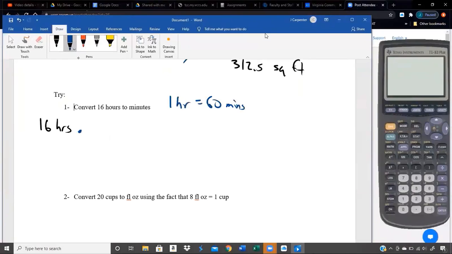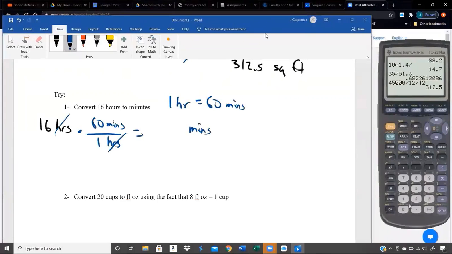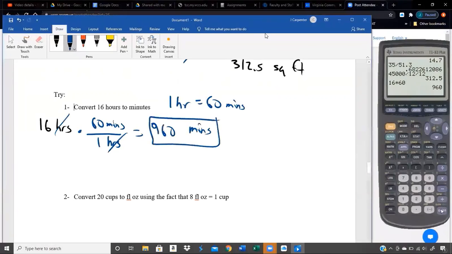So we're going to multiply by a fraction. Out with the old: the hours were on the top, so they go in the bottom, so that way they'll cancel. One hour makes 60 minutes. Hours are gone, and we'll be left with minutes for whatever the answer is. We're just going to take the 16 times the 60, which will give us 960 minutes. There we go. That's it.